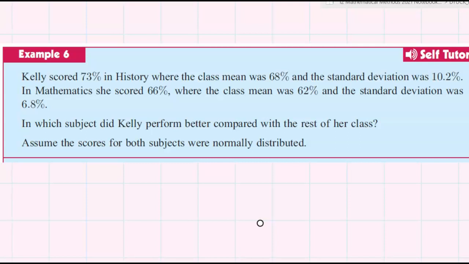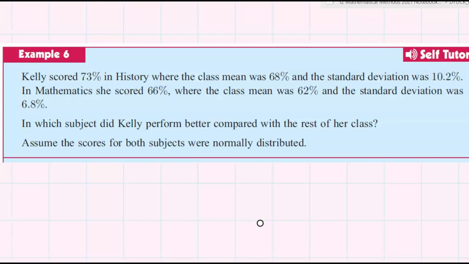did in chemistry. So Kelly scored 73% in history, where the mean was 68% and the standard deviation was 10.2%. In maths, she scored 66%, where the class mean was 62% and the standard deviation was 6.8. In which subject did Kelly perform better compared with the rest of her class? This is exactly what happens for your calculations. It used to be a lot more the case when we did OP.